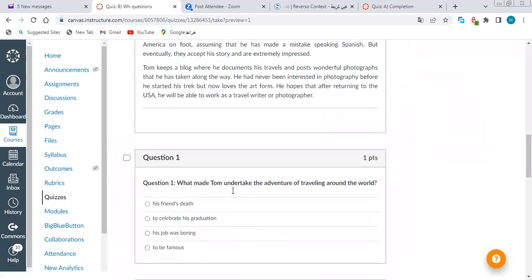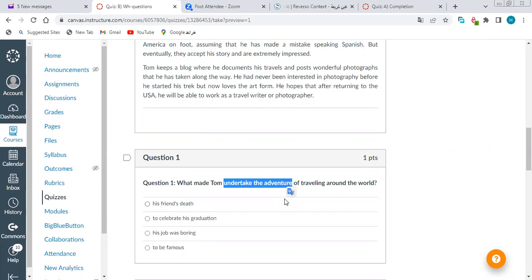Okay, guys. Question number 1. What made Tom undertake the adventure of traveling around the world? As you see here, I say what. I ask about the thing. Undertake the adventure, I mean to do the adventure. I need the thing that made him do the adventure. What made him undertake the adventure?